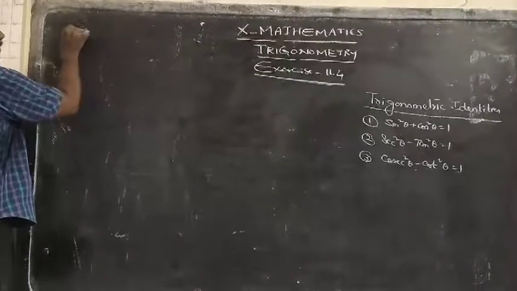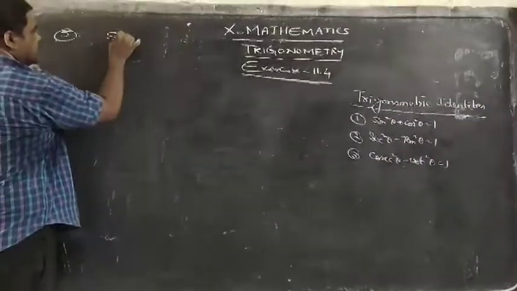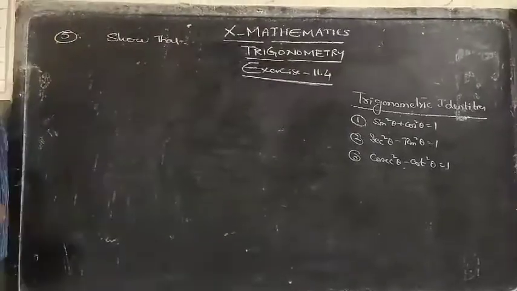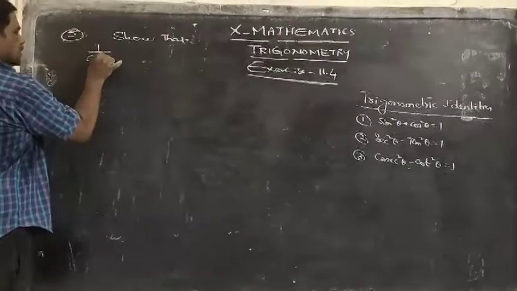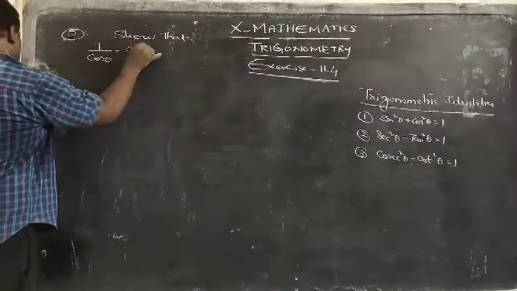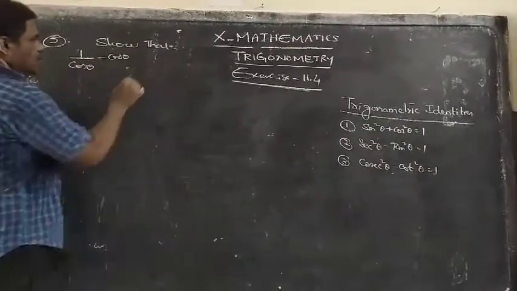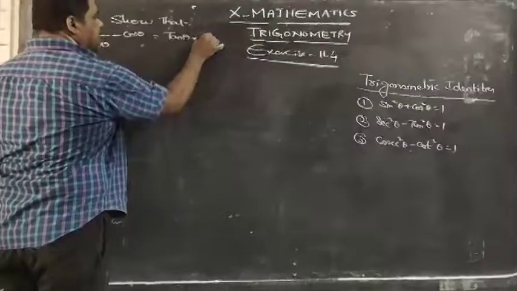Right, question number 5. Show that 1 by cos theta minus cos theta is equal to tan theta into sin theta.